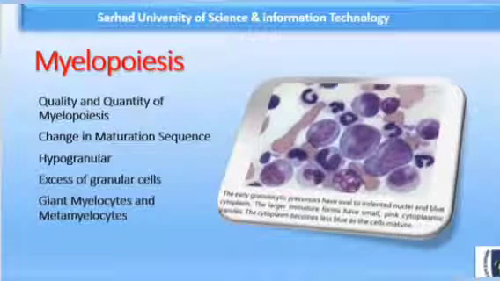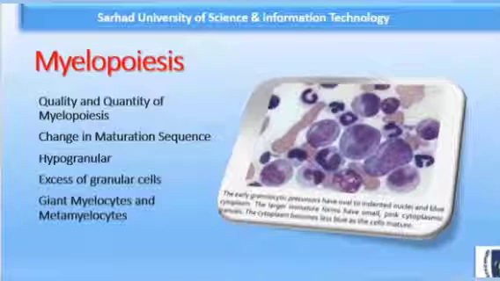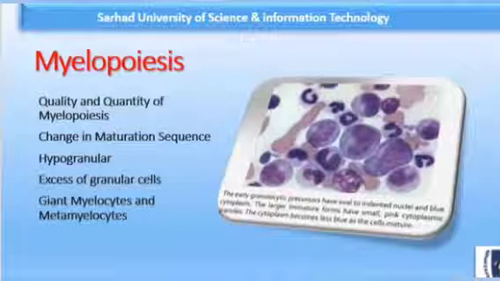Particularly look for any change in the maturation sequence, and the granularity of the cytoplasm, whether it is hypogranular or hypergranular, an excess of eosinophilic or basophilic cells. We have already discussed what the normal value of eosinophils or basophils in the bone marrow is, and the presence of giant myelocytes and metamyelocytes.